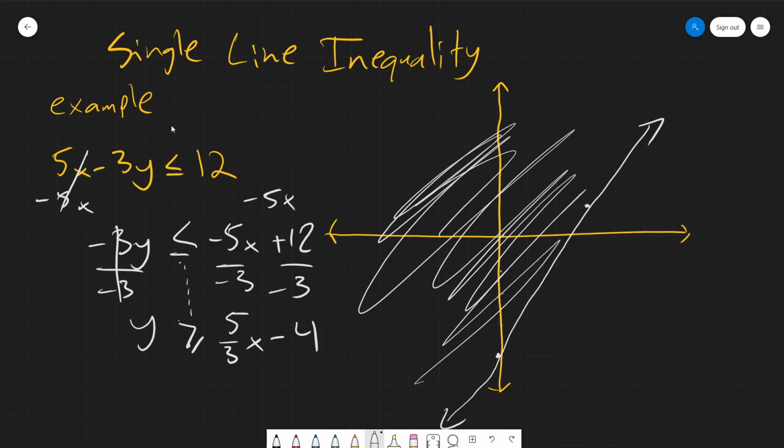So this is how you solve when you want to graph your single line inequalities. If you need to see more examples, please come find me.